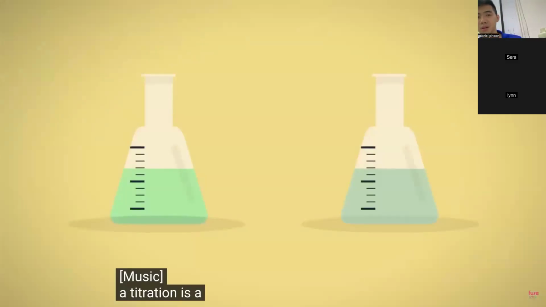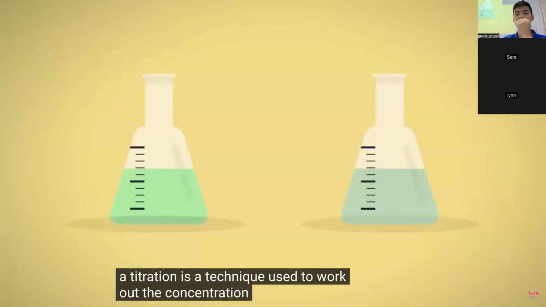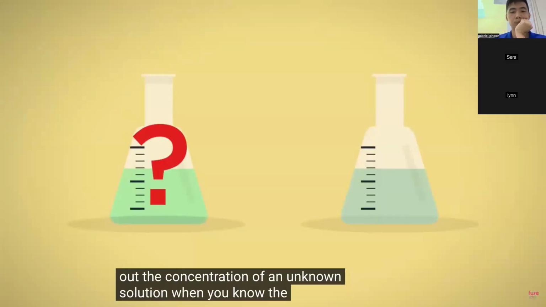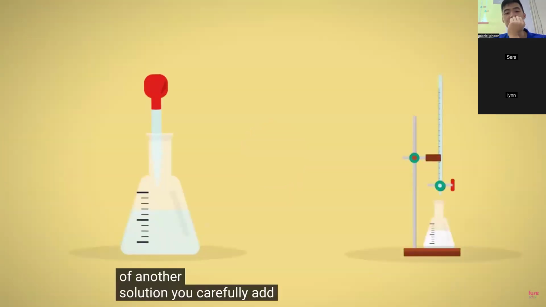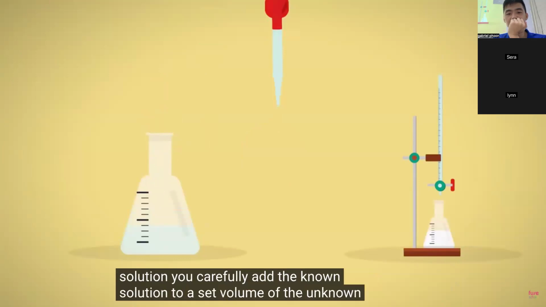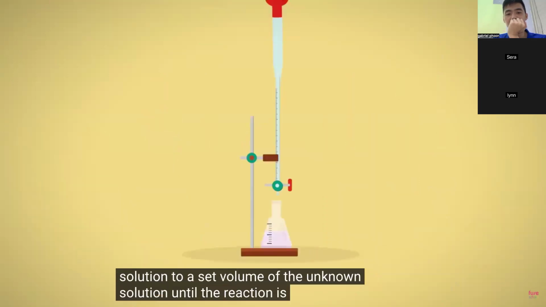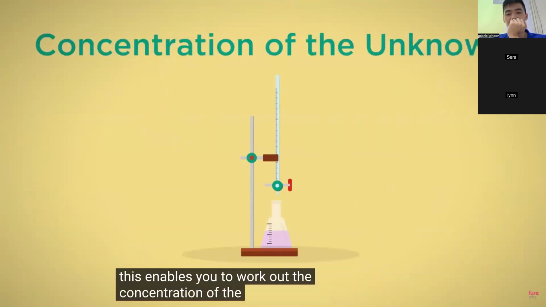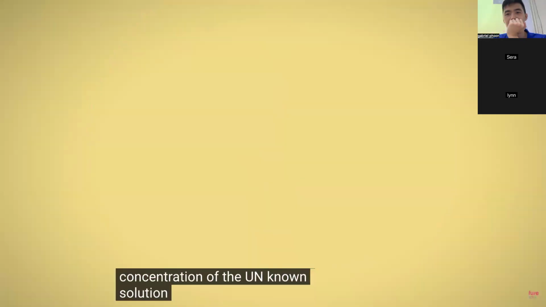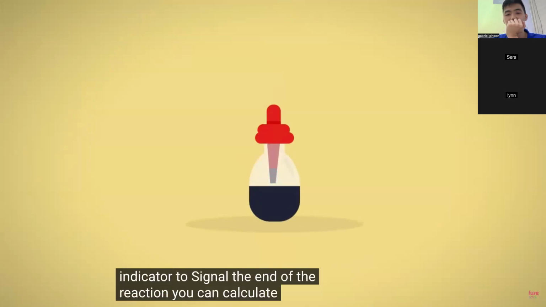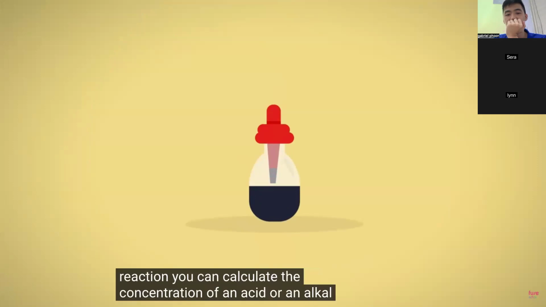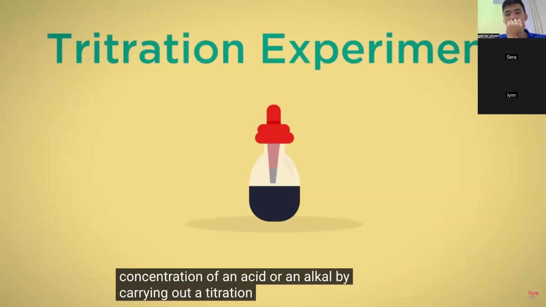A titration is a technique used to work out the concentration of an unknown solution when you know the concentration of another solution. Usually acid and base are used. You carefully add the known solution to a set volume of the unknown solution until the reaction is complete. This enables you to work out the concentration of the unknown solution. You may need to use the indicator to signal the end of the reaction. You can calculate the concentration of an acid or an alkali by carrying out a titration experiment.